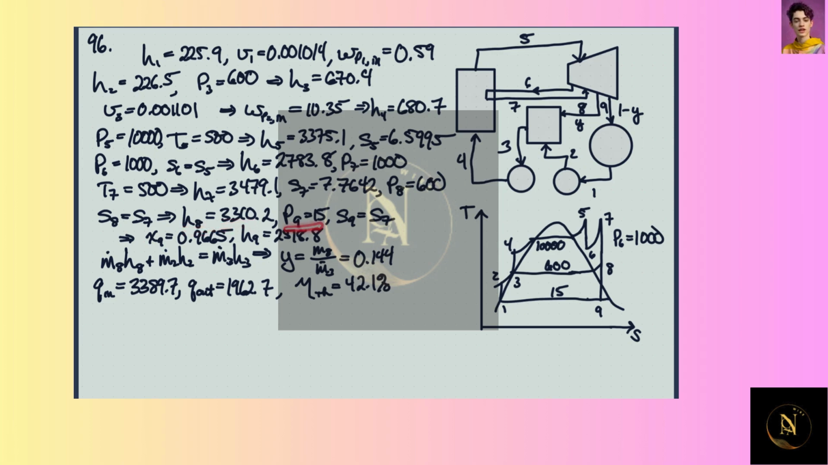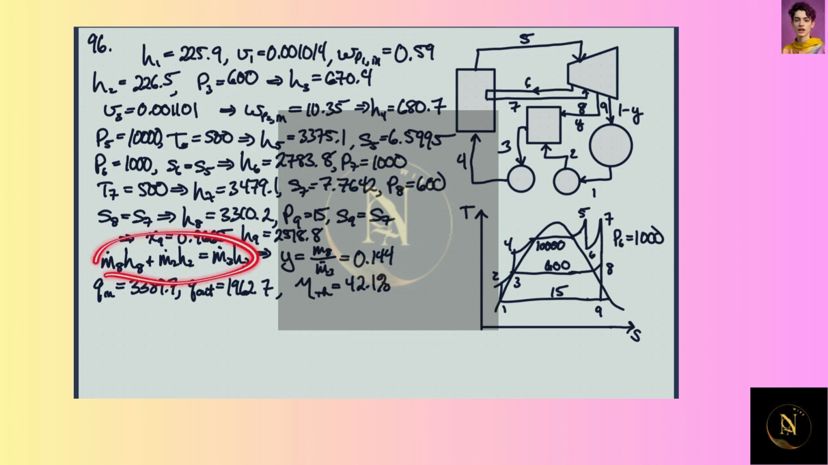At 9, we know the pressure. The entropy at 9 is the same as at 7, so that allows us to find the quality at 9 and the enthalpy at 9. So again, just working our way around here, using the information that we have.